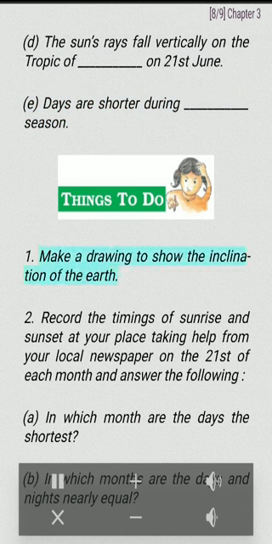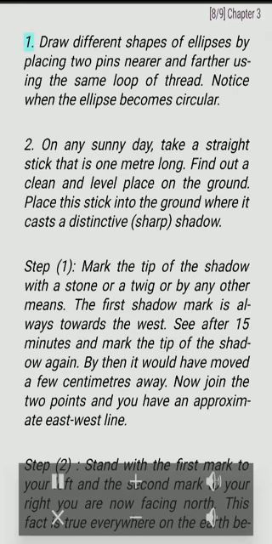1. Make a drawing to show the inclination of the Earth. 2. Record the timings of sunrise and sunset at your place, taking help from your local newspaper, on the 21st of each month and answer the following. A. In which month are the days the shortest? B. In which months are the days and nights nearly equal?